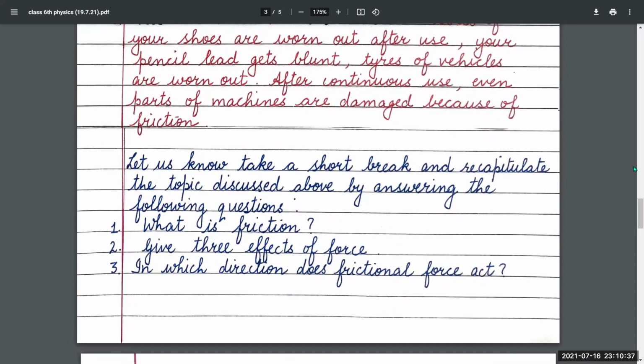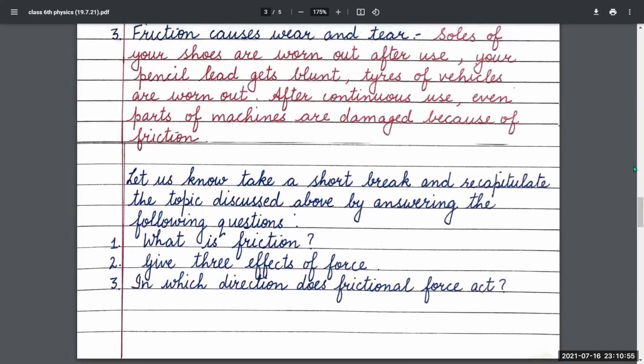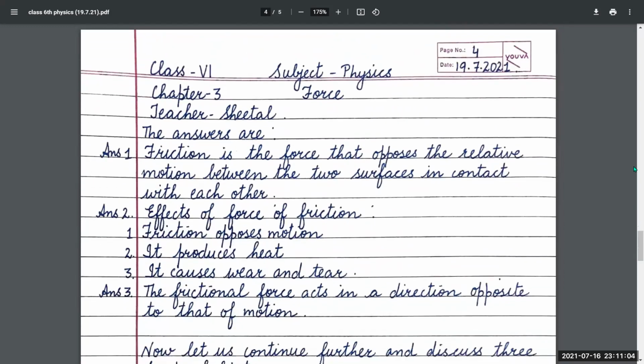Let us now take a short break and recapitulate the topic discussed above by answering the following questions. 1. What is friction? 2. Give 3 effects of force. 3. In which direction does frictional force act?